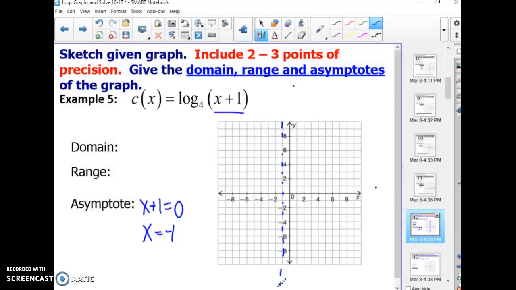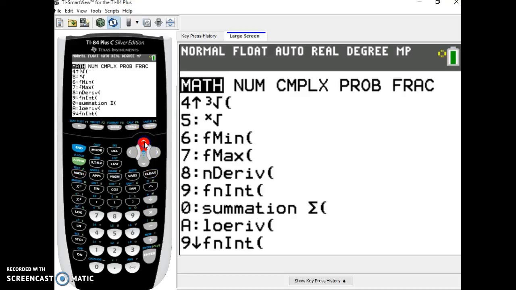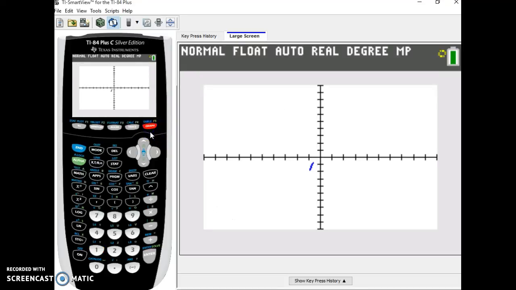Next thing, my range on every single log is going to be all real values. So then my domain has x greater than negative 1. So I'm going to graph this in a graphing calculator. I'm already in the y equals. You're going to hit math and arrow up to get to this log base thing. I have a log base 4 and I go x plus 1. So log base allows me to put that in exactly how I have it, so I'm going to hit graph.